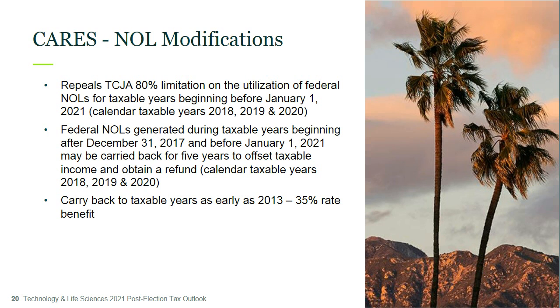Another key provision as it pertains to NOLs was that CARES provided that federal NOLs generated during calendar taxable years 2018, 2019, and 2020 could be carried back up to 5 years to offset taxable income generated in those particular years so as to obtain a refund. That was a real valuable one, and I know a lot of our clients took advantage of that over the past compliance cycle. What was nice about that is you've got NOLs being generated during years with a 21% corporate tax rate, and you're able to carry those back to years where the highest tax rate was 35%. So it just really provided a very nice benefit.